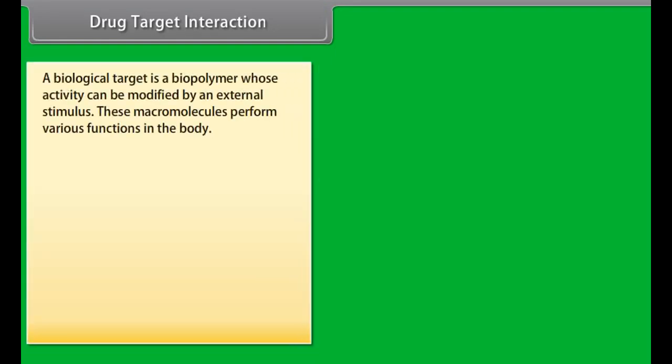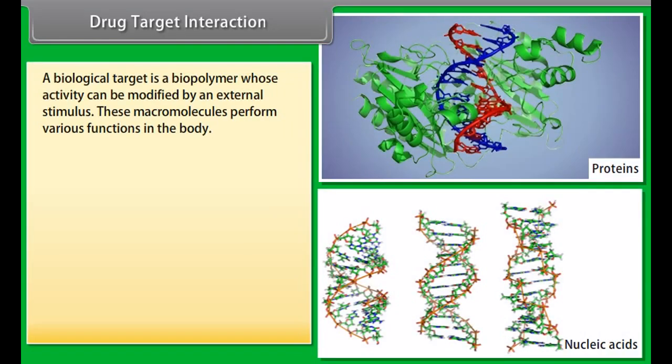Drug-target interaction. A biological target is a biopolymer whose activity can be modified by an external stimulus. These macromolecules perform various functions in the body.